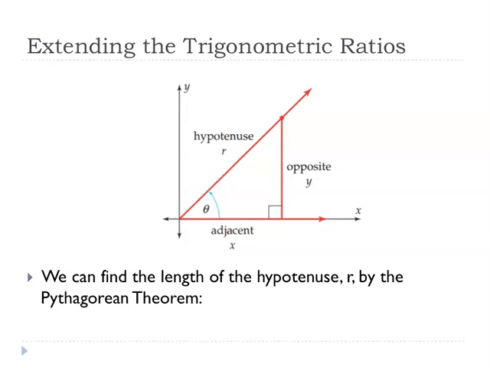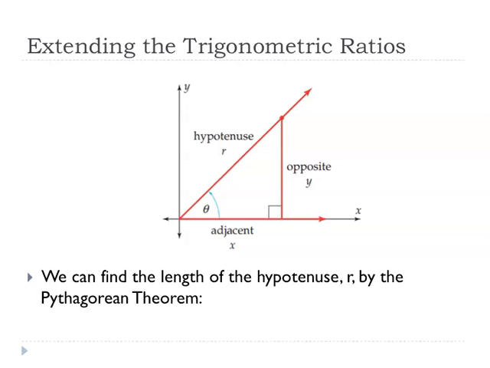Now, a point on that ray, at that terminal side, we can define as having coordinates x and y, right? And if we draw in this right triangle here, we can see that x is the adjacent side to this angle measure, and y is the opposite side to the angle measure. That leaves us with the hypotenuse being what we call r.